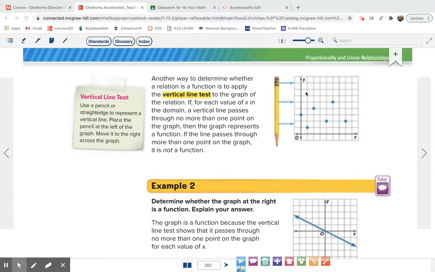Same with points. If I line it up right here, it only crosses 1 point. Here, 1 point, you check all the way across. Here, 1 point. Here, 1 point. Let me do that in a pen. Here only once. Here only once. So since it never crosses 2 points, that is a function. Okay, so that's the vertical line test.